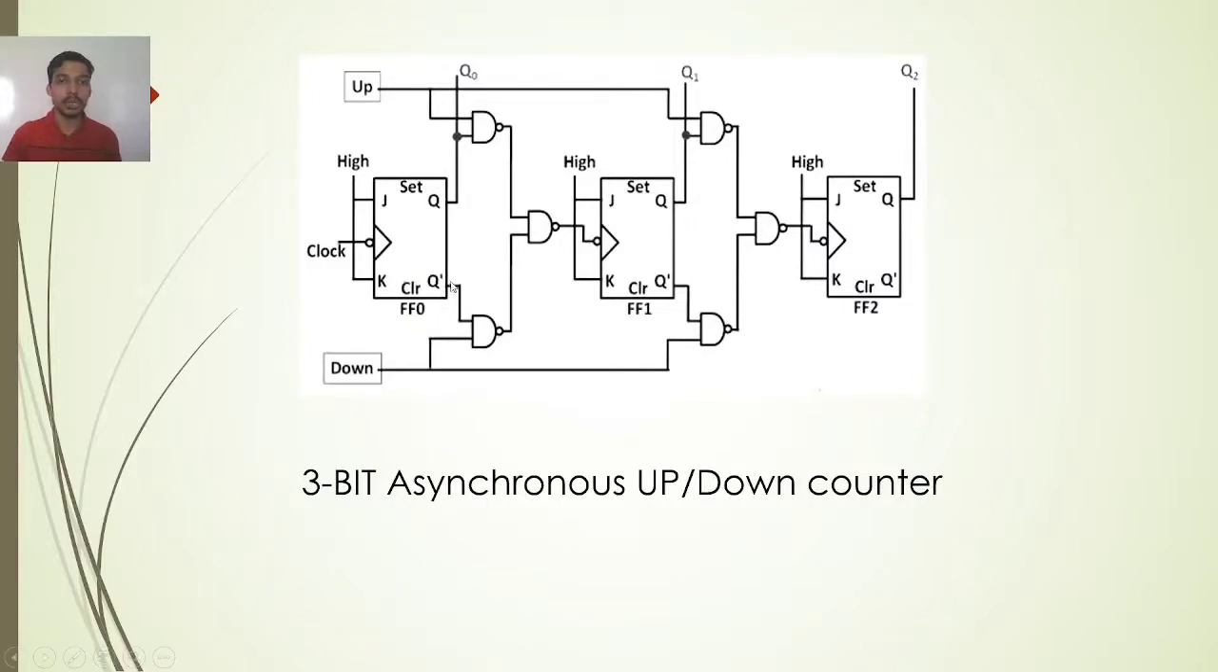Like you can see, the previous state is connected and it is given to the clock using the NAND gates. We have used 6 NAND gates and it is a JK flip-flop. Q0, Q1, Q2 are the three outputs for both up and down counting.